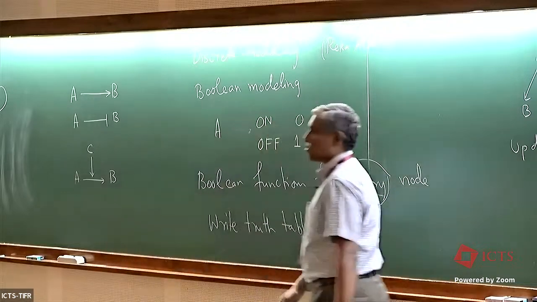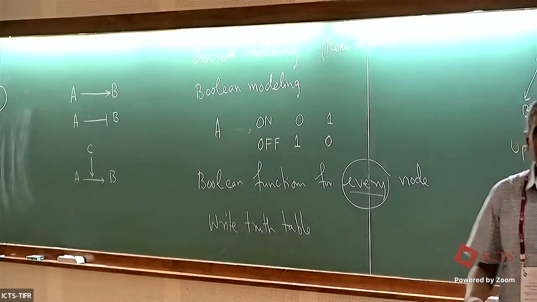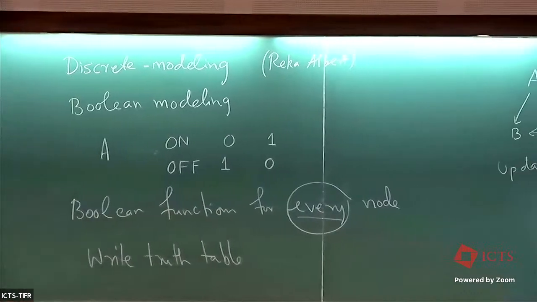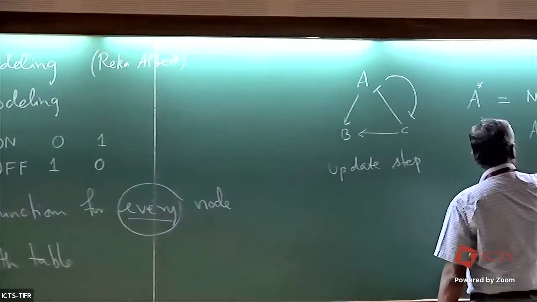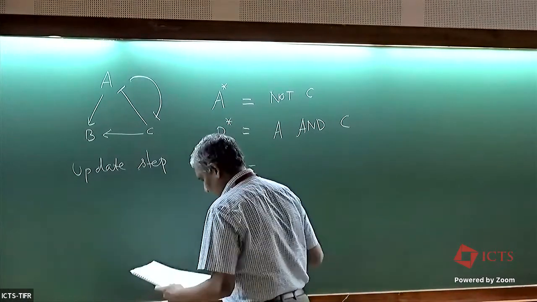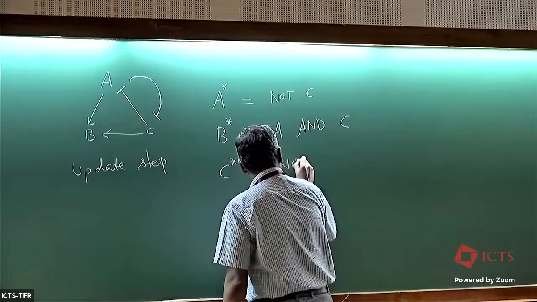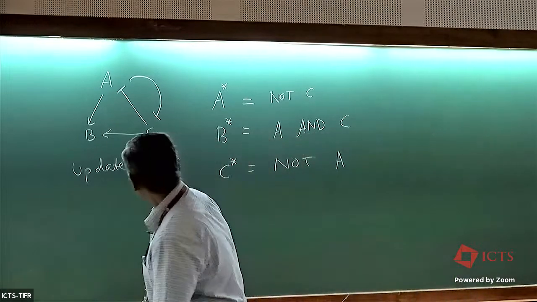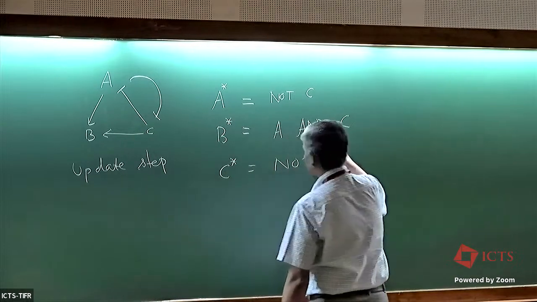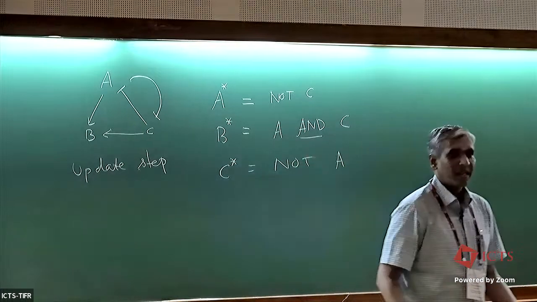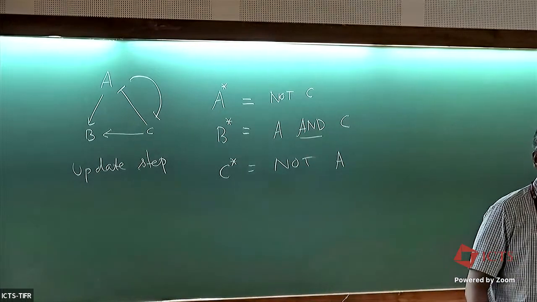Write truth table for every tiny bit of interaction which is actually present in the network. And similarly, I can write B as A star and C star. Okay. Now, I have a choice here. Note that I have used an AND logic here. I can, of course, use OR logic as well. So I have a choice as to how I want to use my logic here.